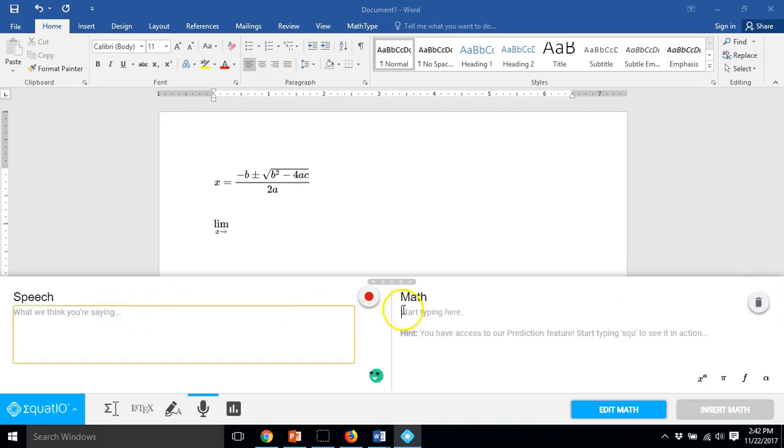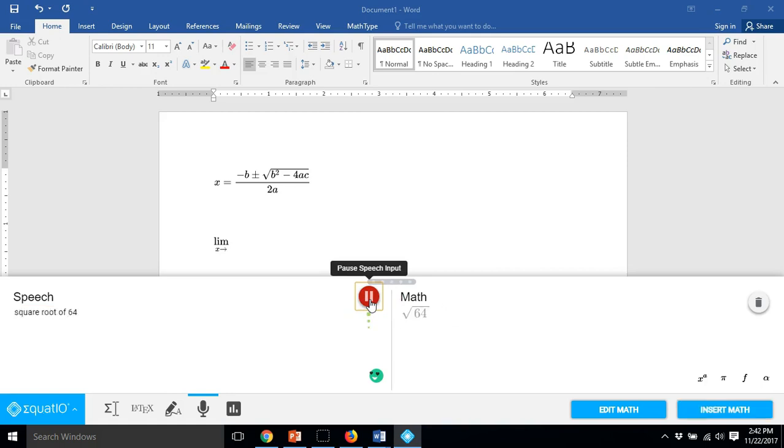What should I say? Square root of 64. I always go to the square root of 64. Well, it's like, what math problems do I know the answer to? Okay, let me see. Square root of 64 equals 8.